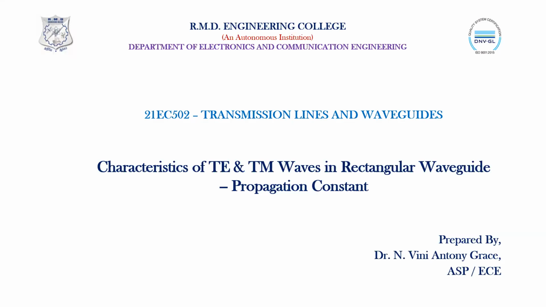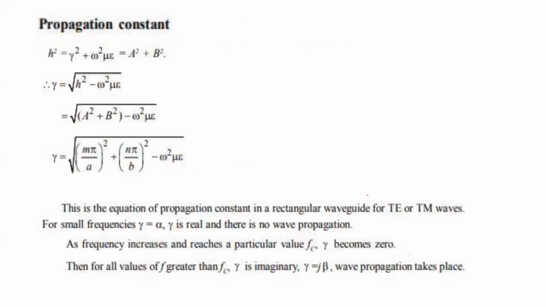Dear students, in this lecture, we are going to derive one of the characteristics of TE and TM waves in rectangular waveguide, which is named as propagation constant. Let us recollect a few formulas from the previous derivations.